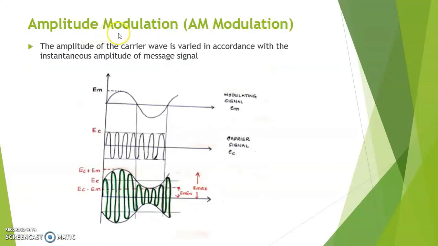Next we will study amplitude modulation, or AM modulation. The amplitude of the carrier wave is varied in accordance with the amplitude of the message signal. So this is a message signal. The maximum value of the message signal is Em, and the modulating signal or message signal is represented by the small letter em. Next we have a carrier wave which is of high frequency. It is represented by small letter ec, and the maximum value of that carrier is Ec.